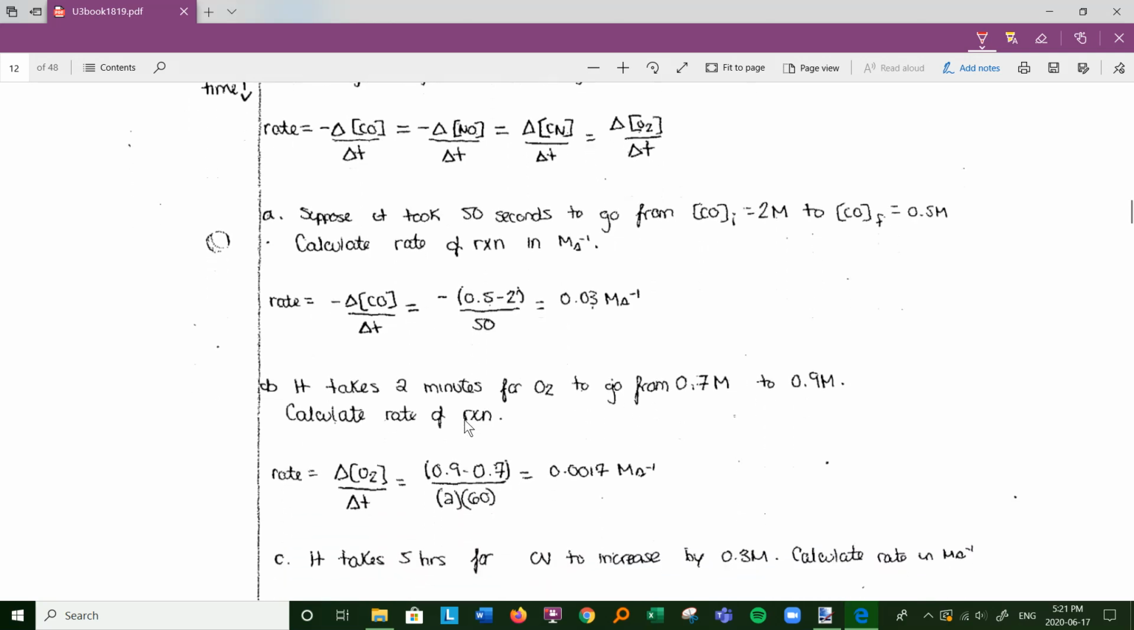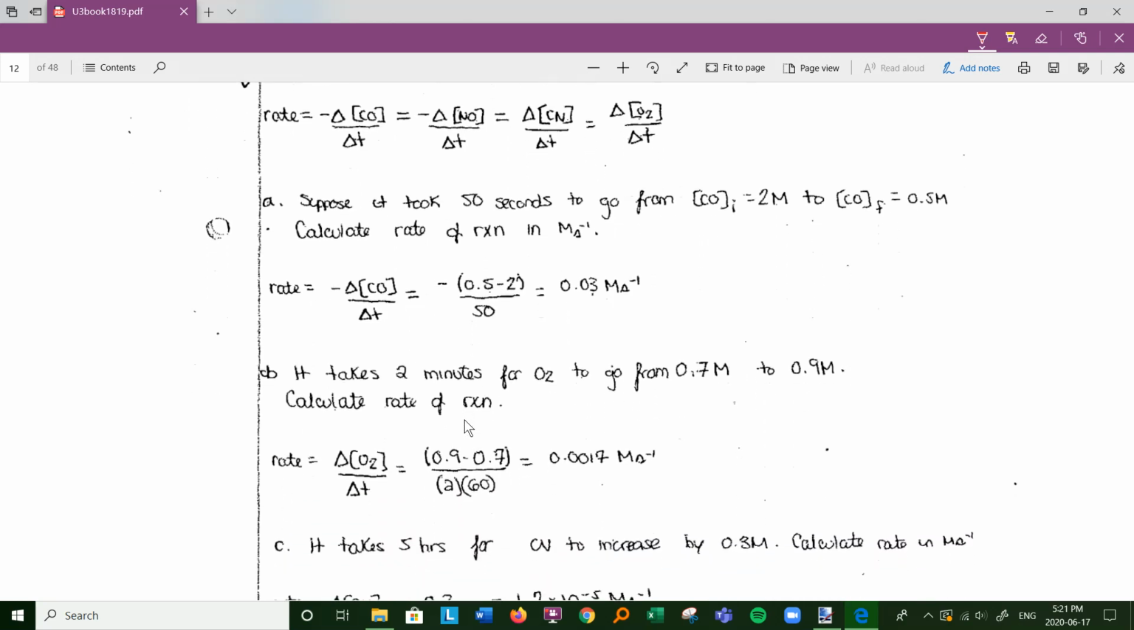So here's an example. Suppose it took 50 seconds to go from 2 molar to 0.5 molar. Calculate the rate in moles per liter per second. So I end up with 0.5. I started with 2. It happened in 50 seconds. So on average, the rate of this reaction is 0.03 moles per liter per second.